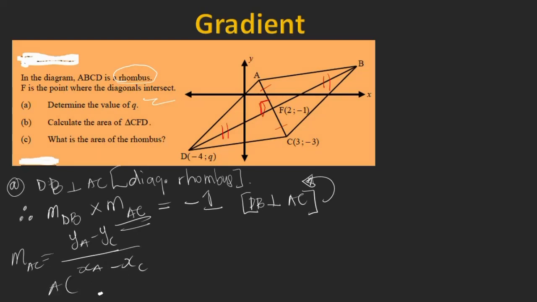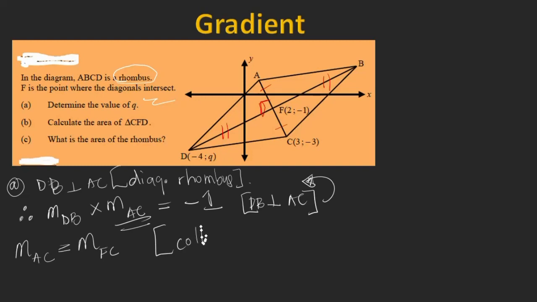Let me write the coordinates. So the gradient of AC, let's get to this point. We are not really wrong here. We are just half right. Let's say that I know that the gradient of AC is equal to the gradient of FC. Why? Collinear lines. Remember what we spoke about when we spoke about collinear lines. I know that AC has the same gradient as FC because AC and FC are on the same line, so they are collinear.